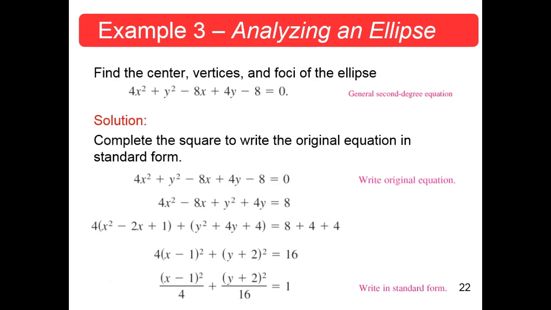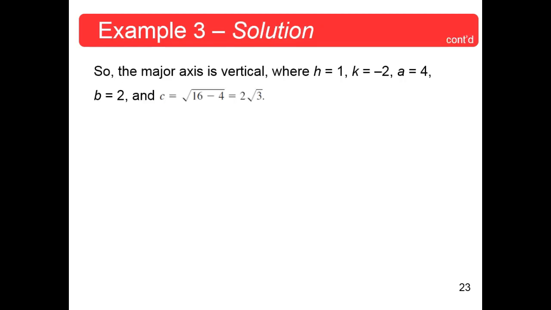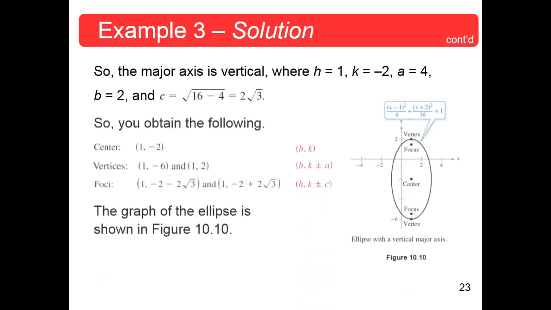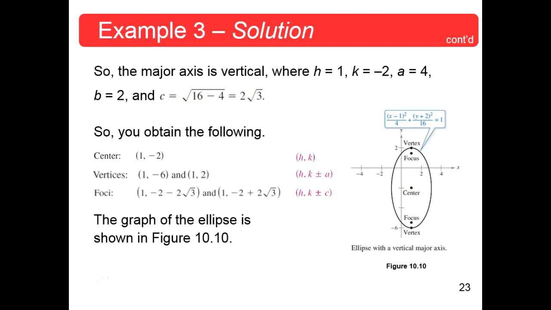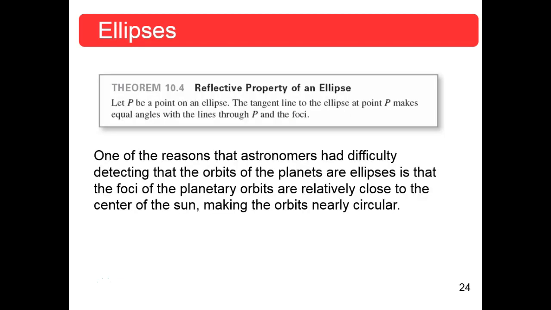Center, of course, would be at (1, -2). Remember, this is always the opposite sign here. x minus 1, the center would be at x equals 1. y plus 2, the center would be at y equals -2. So there's your h, there's your k. That's what I just told you, 1 and -2. The a is 4, the b is 2. And c would be the square root of a squared minus b squared. So you can go back and do this if you want. The minor axis is horizontal. The major axis is vertical.